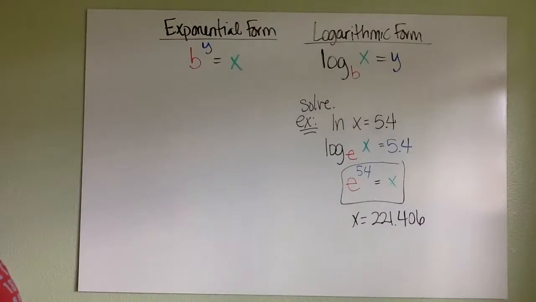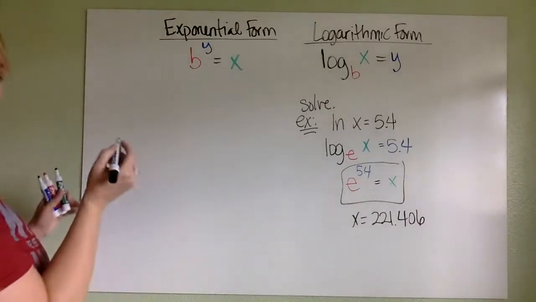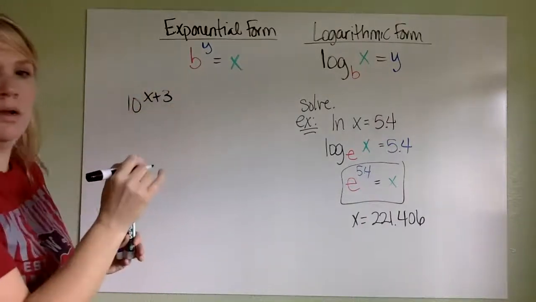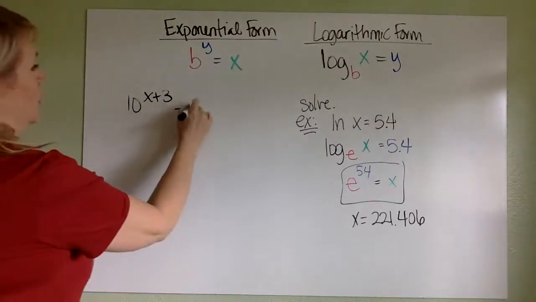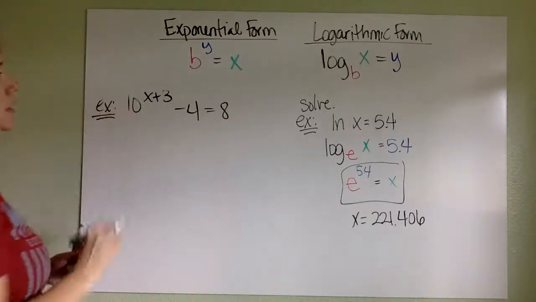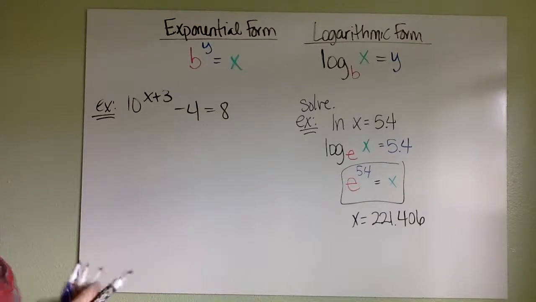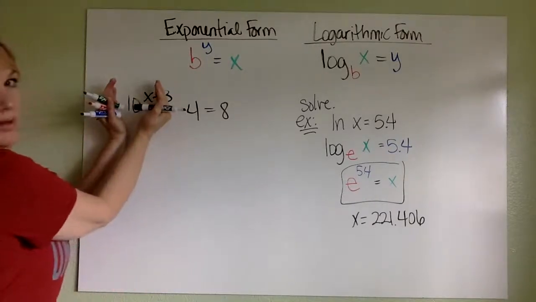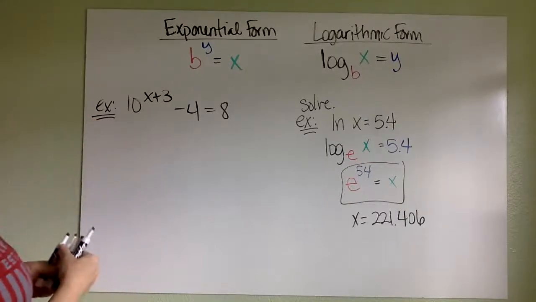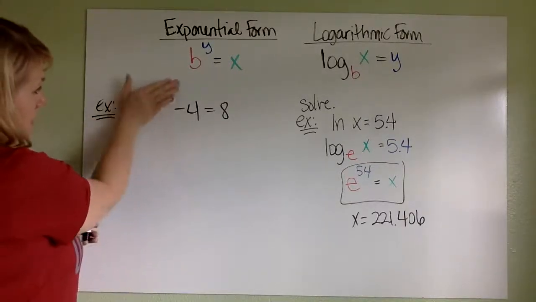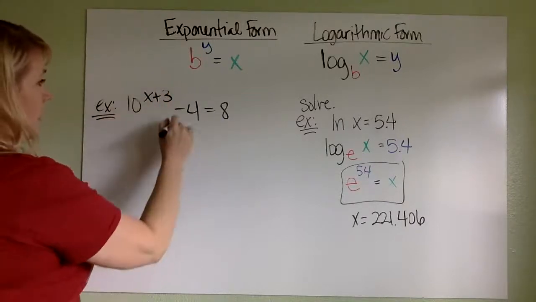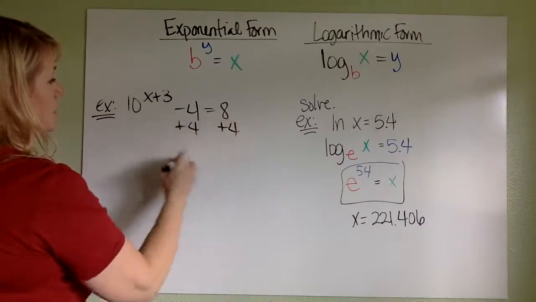So again, if you're working on your worksheet, number 14 says 10 to the x plus 3 power minus 4 equal to 8. So this is in exponential form. You can see the 10 to the x right there. That's our exponential base and exponent. So what we need to do is isolate this 10 to the x plus 3 by getting rid of the minus 4. We add 4 to both sides.